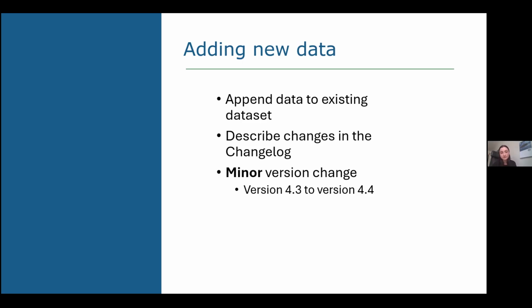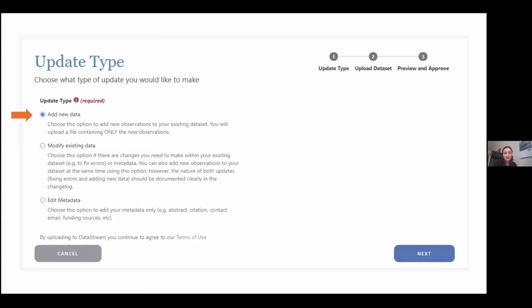just to keep track of your changes. And this is just a little detail, but if you've ever noticed the version numbers on your data set in DataStream, what they mean is when you add new data, it's called a minor change. And so your version will go from 4.3 to 4.4, 4.5, and so on. Just a detail. So to add new data, you're going to select this first option called Add New Data as the update type.